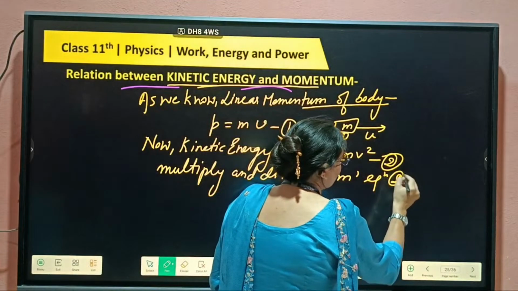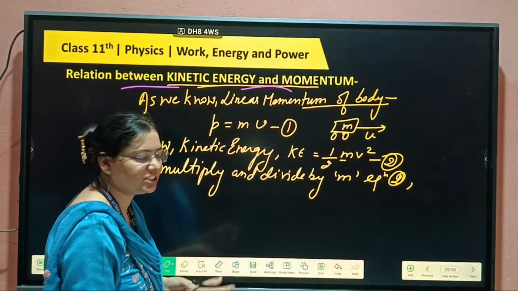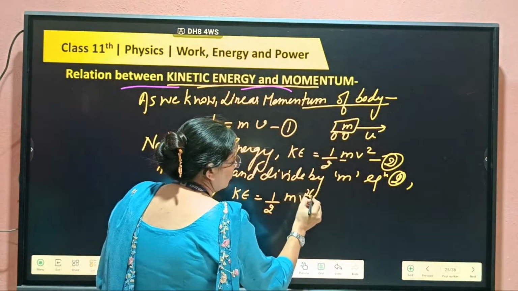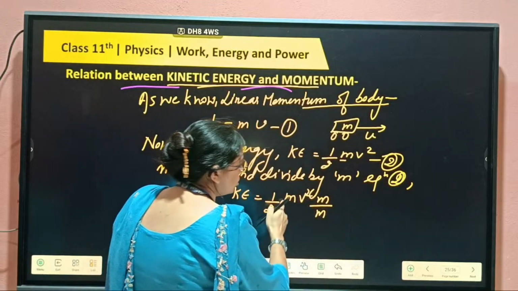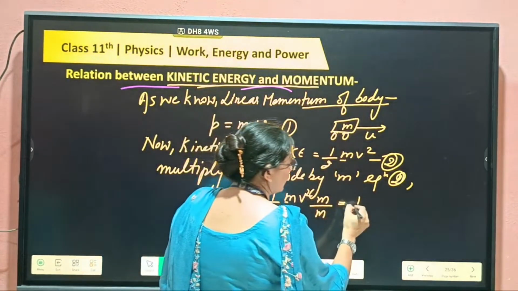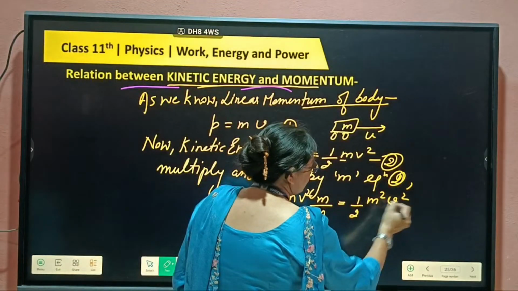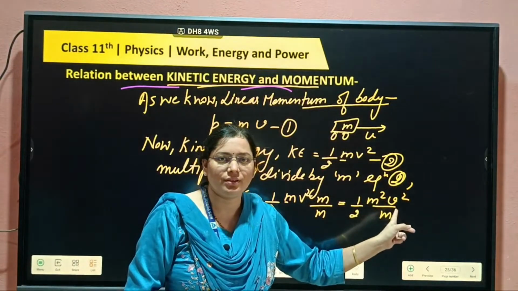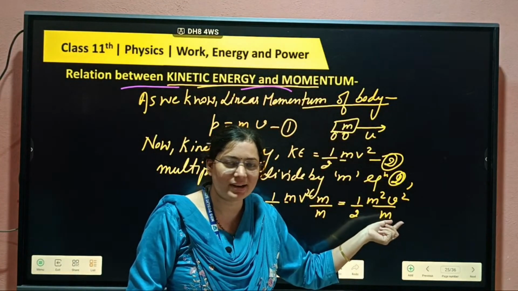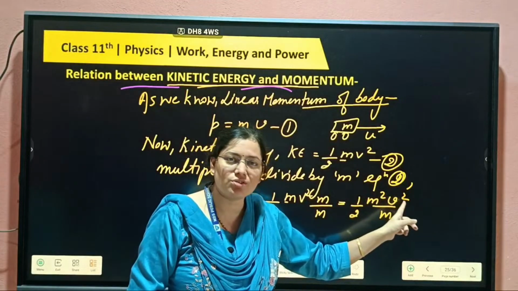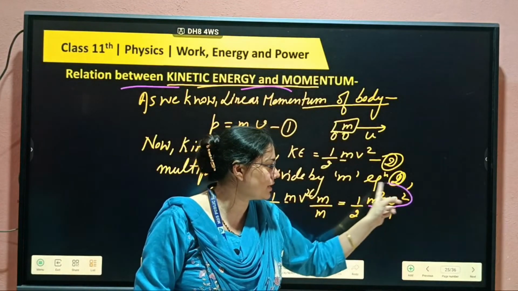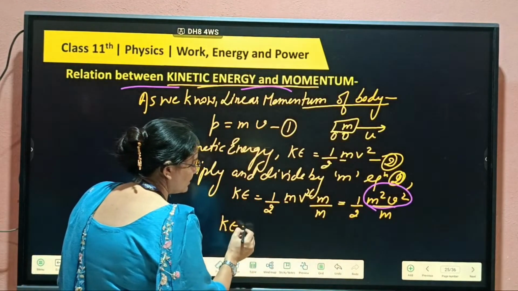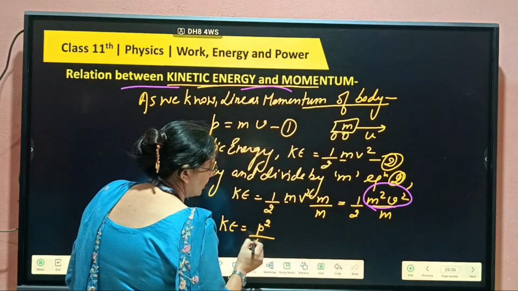Now see the second equation: multiply and divide by m. Then nothing will change. So kinetic energy we can write as 1/2 mv square, mass by mass. So this one m we can write as 1/2 m square v square by m only. So see here, this mv came out, this one we can write as momentum, and here the square of mass and the square of velocity, so here we can write the square of your linear momentum. So write this formula: kinetic energy we can write as p square by 2m.